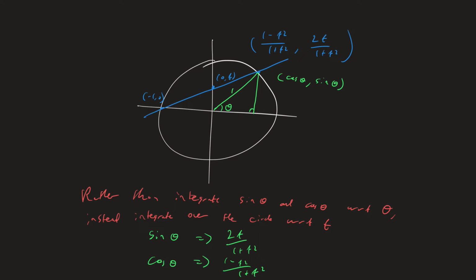This means that an integral involving sine theta and cos theta, which can be thought of as integrating some function on the circle here, can be changed into integrating a function where cos theta is replaced by this, sine theta is replaced by this. So now we're integrating a function in t, and we see that it will be a rational function in t if the original function was rational in sine theta and cos theta.